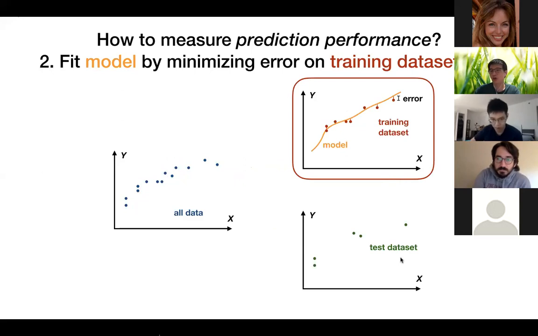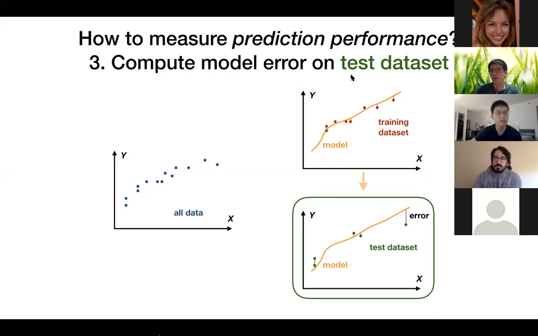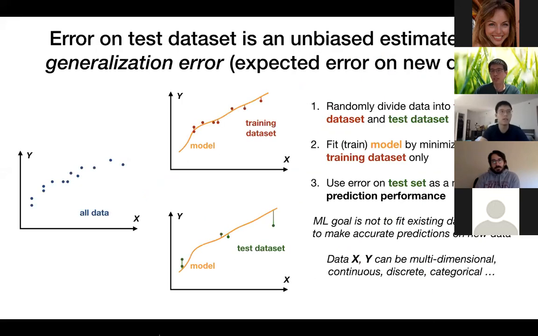Sometimes the test data set is also called the hold-out data set. So you don't see this at all. What you see is only the training data points, and you try to fit the model by minimizing the errors. Let's suppose this yellow line is the best fit of our model. Now, the third step is to compute model error on the test data set. We take the model that we fit on the training data set, use it on the test data set, and compute the errors. This error is a measure of predictive performance. It is also sometimes called generalization error, which is the expected error on new data.